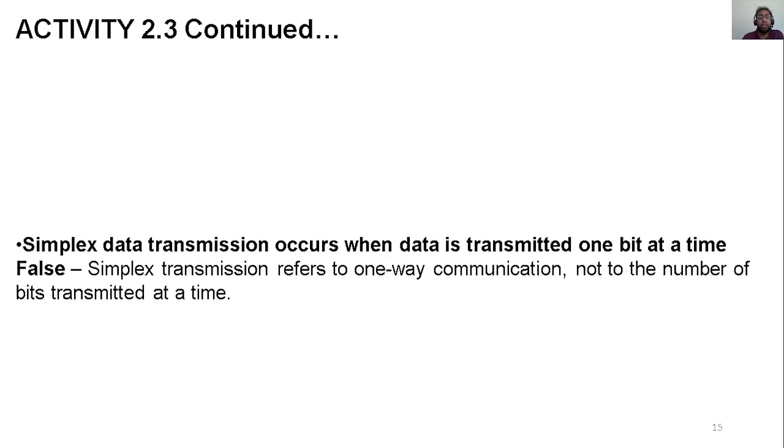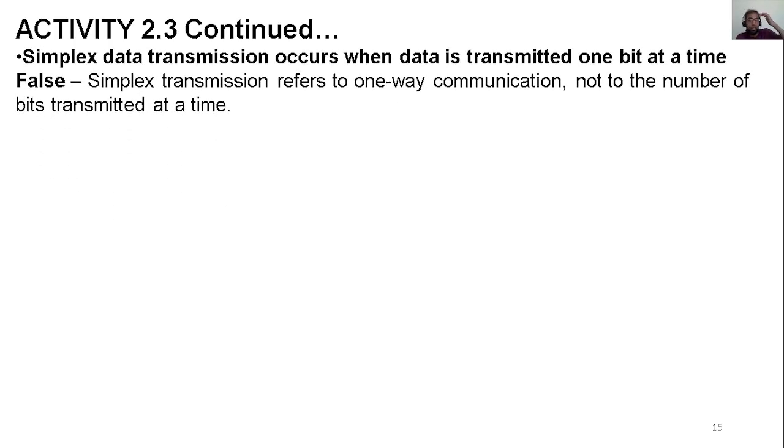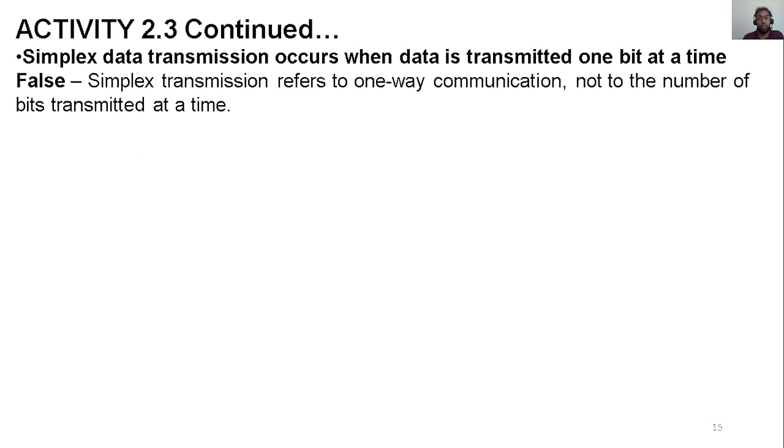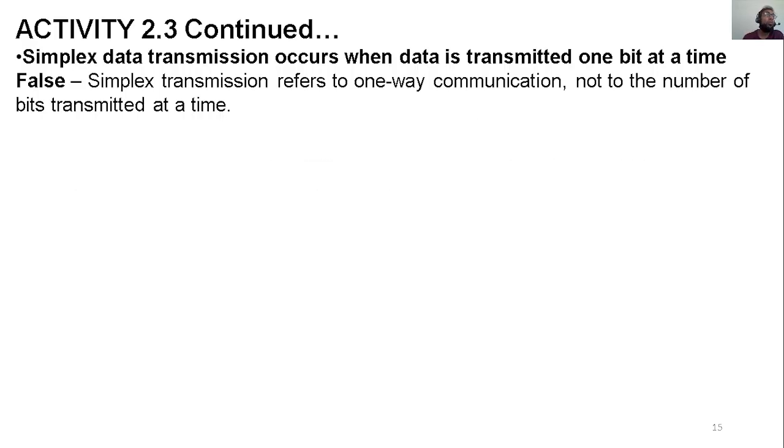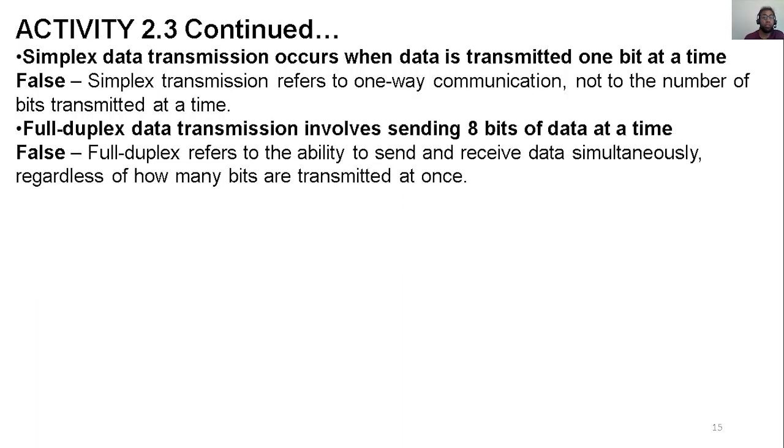Now, simplex data transmission occurs when data is transmitted one bit at a time. Well, let's see. No, simplex occurs when the data is in one direction. Simplex is related to the direction. Serial is the one bit at a time. Next, full duplex data transmission involves sending 8 bits of data at a time. No, not necessary. Full duplex can be serial as well. That is basically parallel it is talking about. So this is false.